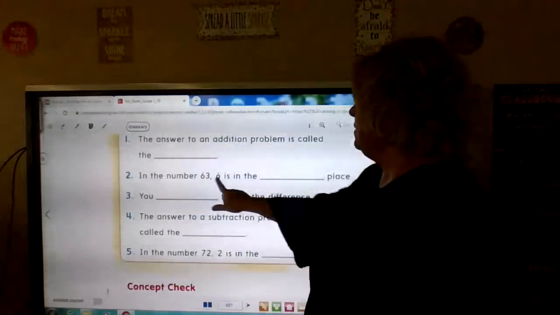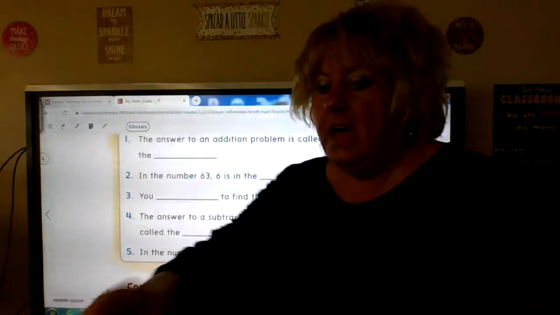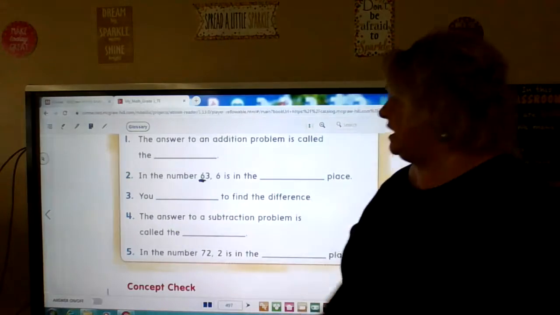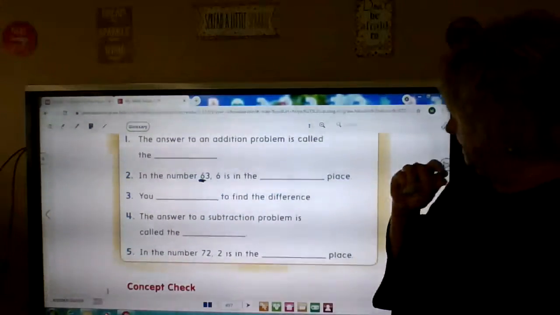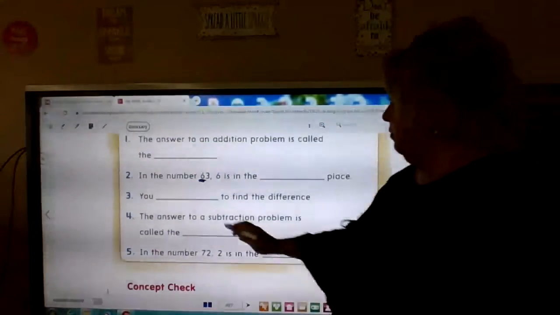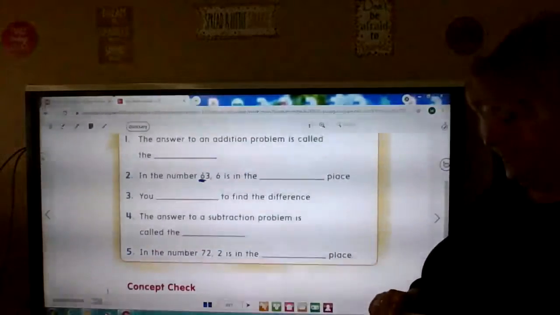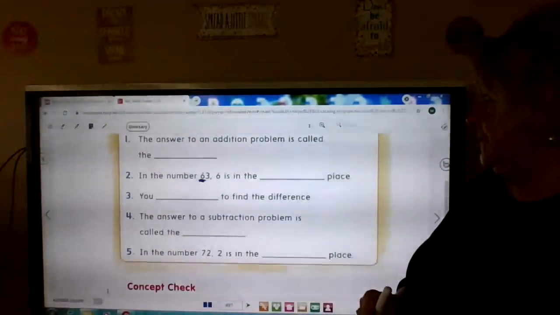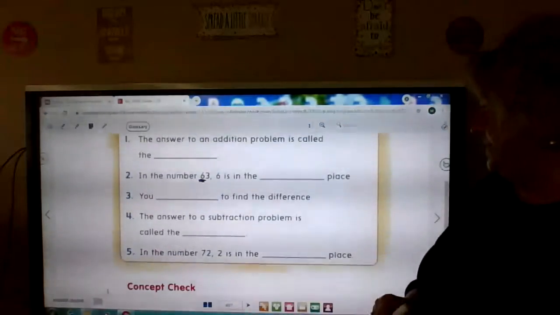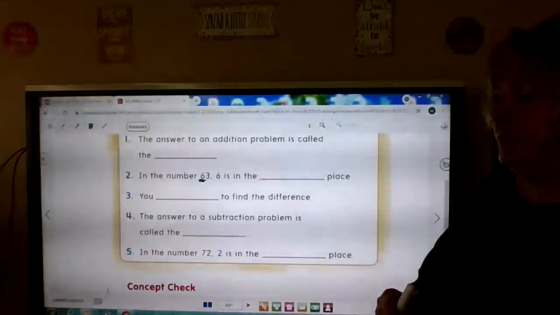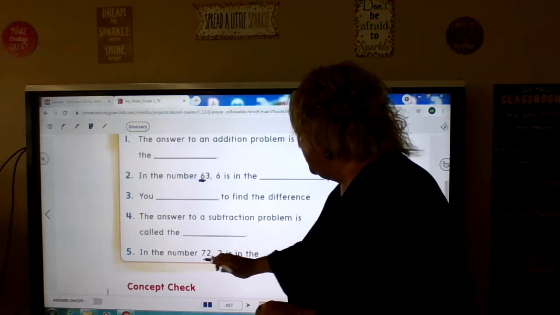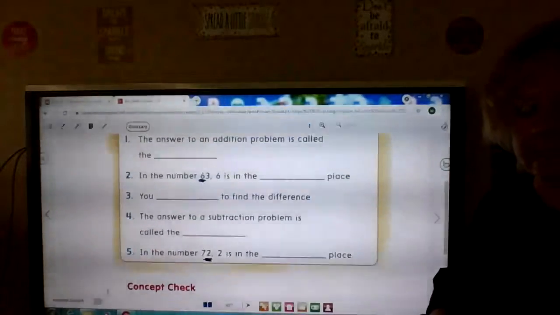Number two. In the number 63, six is in the tens or ones place. And three, you blank to find the difference of numbers. And four, the answer to a subtraction problem is called the blank. And five, in the number 72, two is in the tens or ones place.